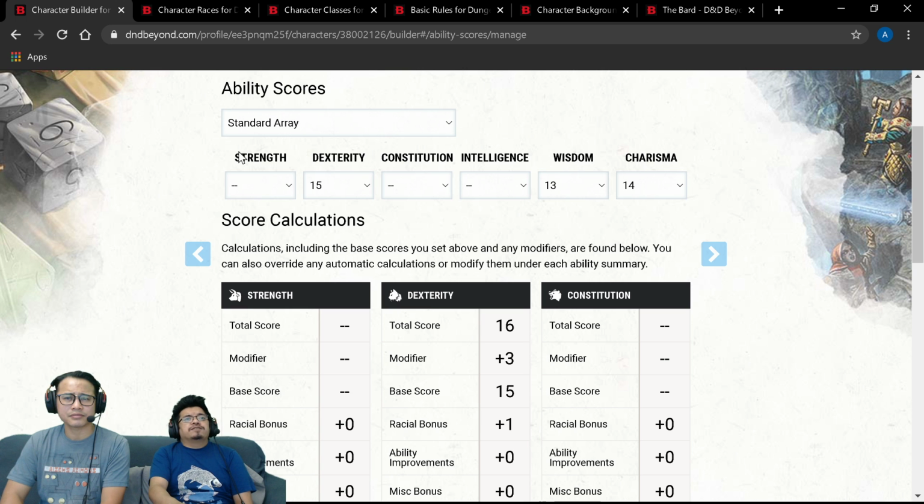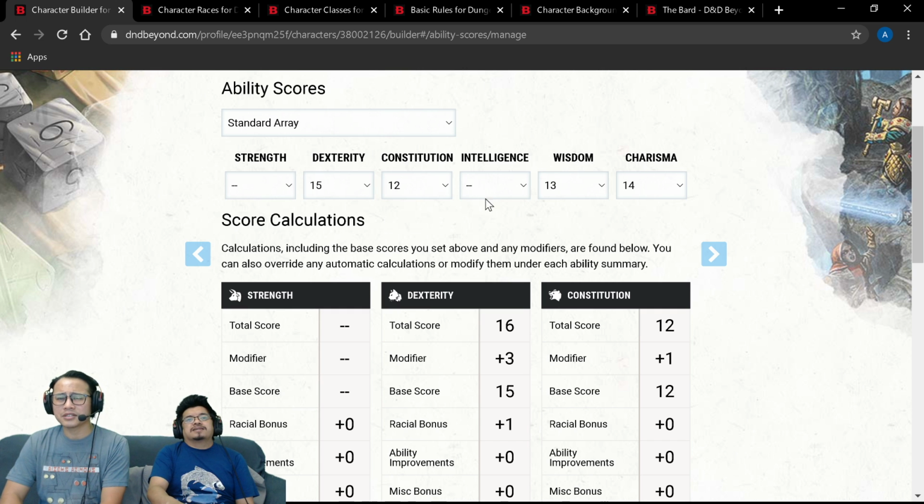Now we have strength, constitution, and intelligence left. Because we're a bard, intelligence and strength, I'd say, are the things we have to be least concerned about. We have to be concerned about everything because all these abilities matter because random things could happen. But we're going to be focusing on Constitution.